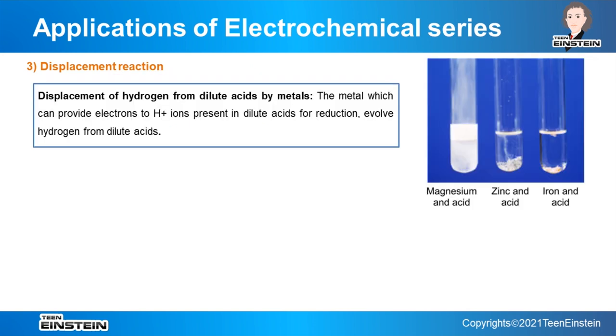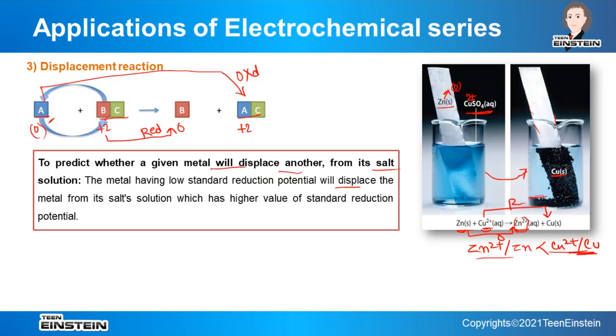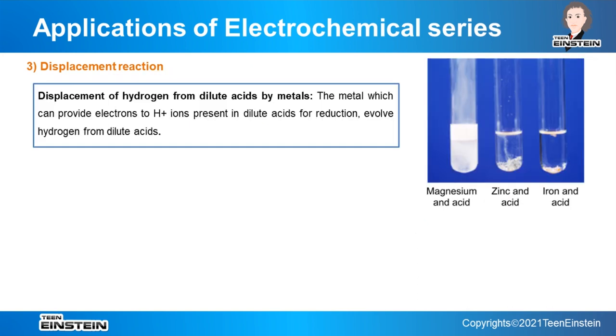Another type of displacement reaction is displacement of hydrogen. Under displacement we will see that there are different types. In this case you have seen one metal displacing another metal. This is one type of displacement. The second type is displacement of hydrogen from dilute acids by metals. So the metal which can provide electrons to the H+ ions present in dilute acid, because in dilute acid there is presence of H+.